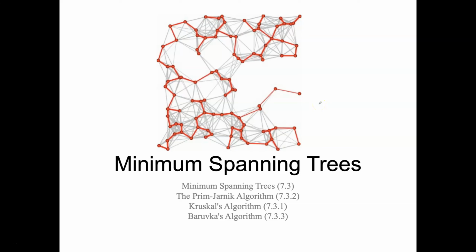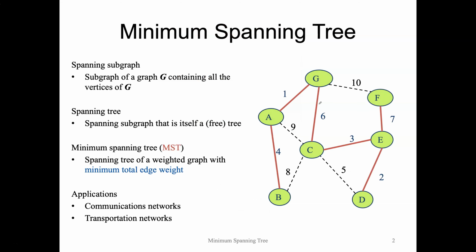In the next few videos, you'll see a few different approaches to finding a minimum spanning tree of a weighted graph. Now, a minimum spanning tree is a spanning tree of a weighted graph, that is, it's a subgraph containing all vertices of the original graph so that the subgraph is connected and has no cycles, but such a spanning tree so that the total edge weight is minimized.